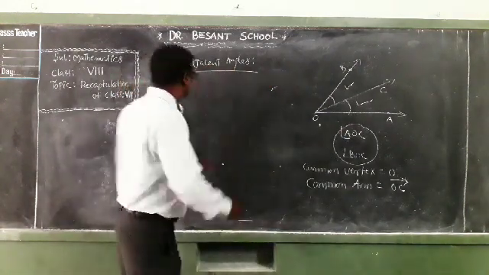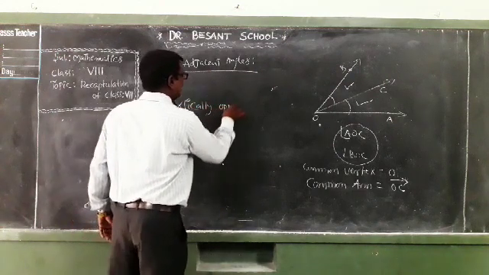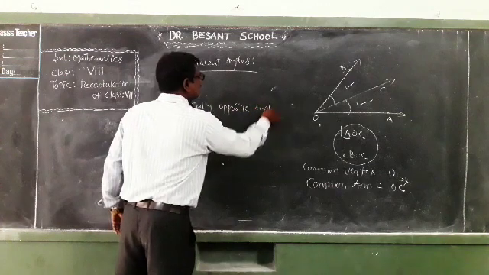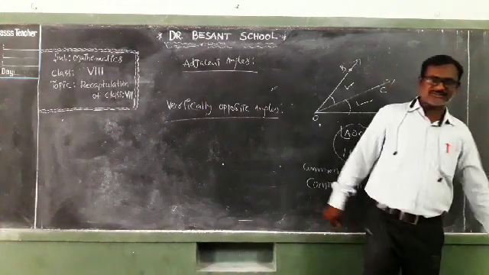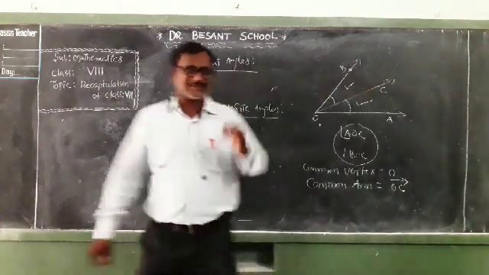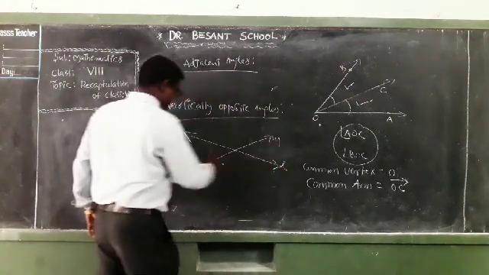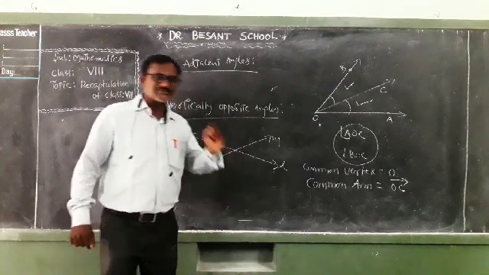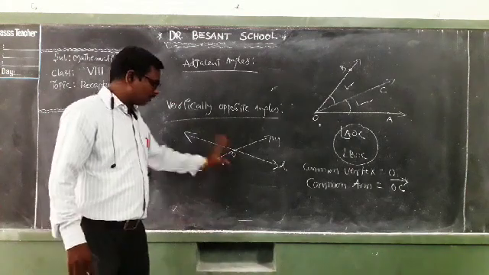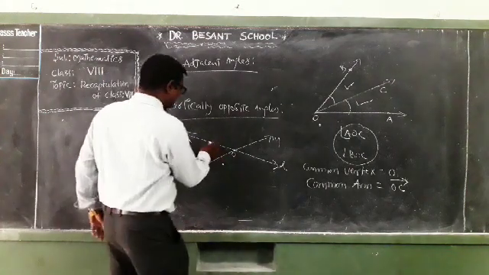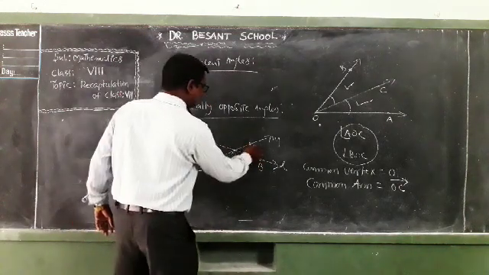In addition to this, we learned vertically opposite angles. So once we go back, what did we learn about vertically opposite angles? How will we define them? Vertically opposite angles means when two lines intersect each other. This is the line L and this is the line M. O is the intersecting point of these two lines. Let us suppose A and B are two points on the line L. Let us suppose C and D are two points on the line M.